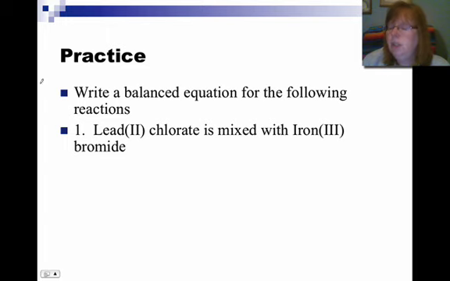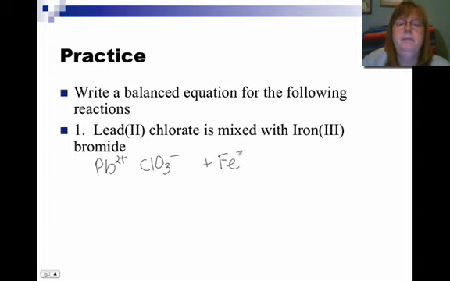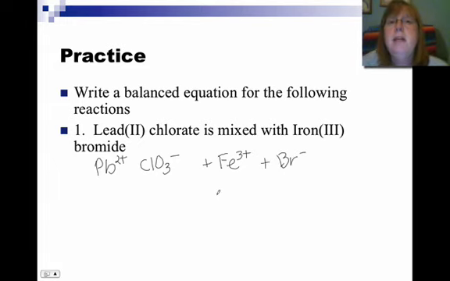All right, lead 2 chlorate. Lead 2 has a positive 2 charge, and chlorate is ClO3 with a -1 charge, is mixed with iron 3 bromide. Now, I just wrote them as ions because these are solutions, and in aqueous solution, they exist as ions.